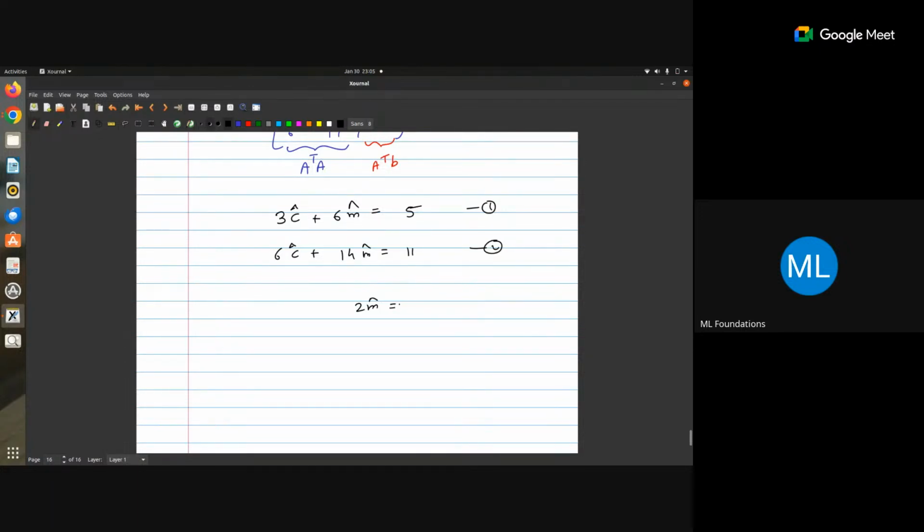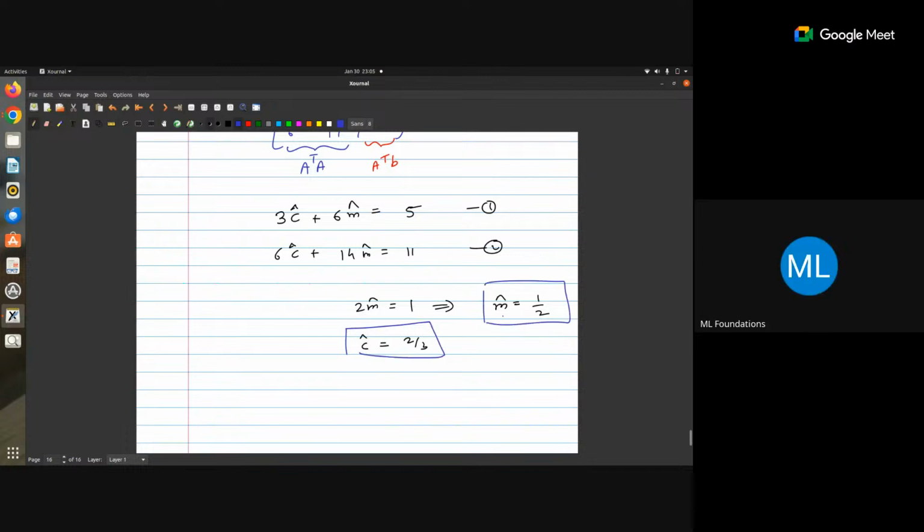2M hat equal to 1. 2M is equal to 1, that is M hat equal to 1 by 2. And what is C hat equal to? You can substitute 1 by 2 in the first equation above. 5 minus 3 by 2 gives 2 by 3. So C hat is equal to 2 by 3.